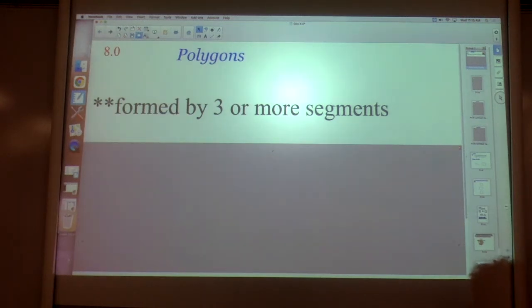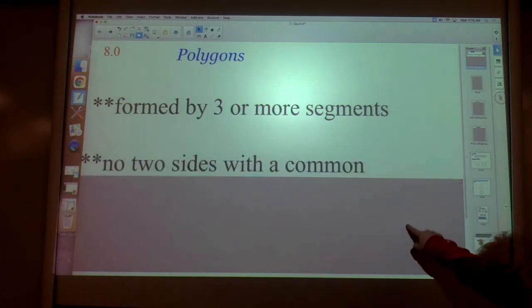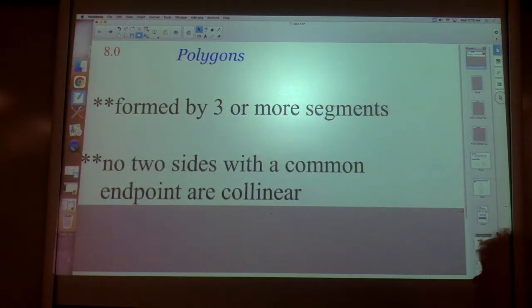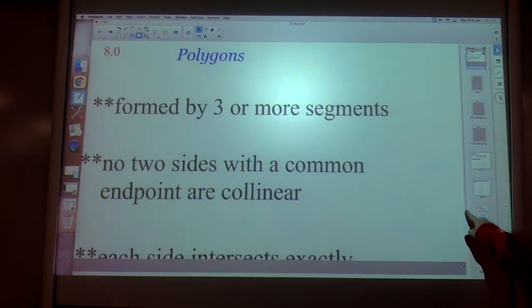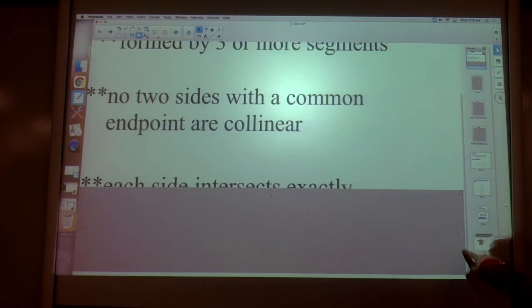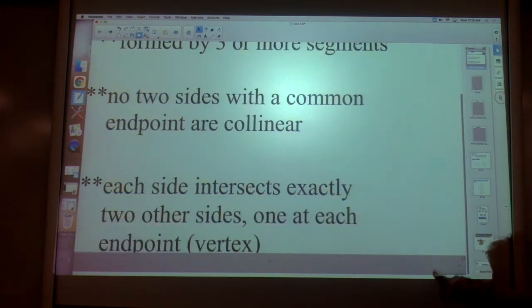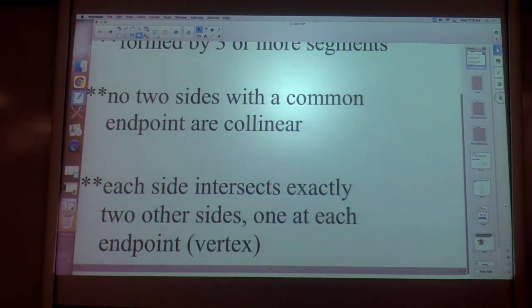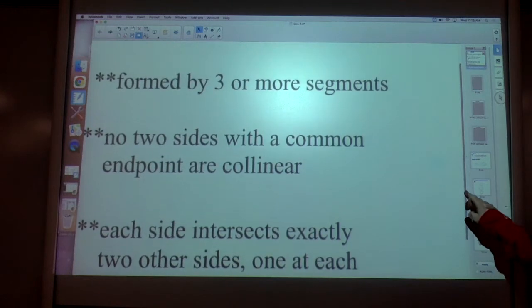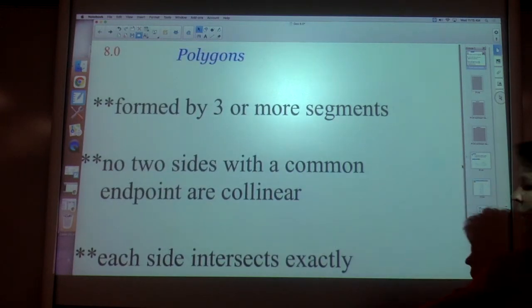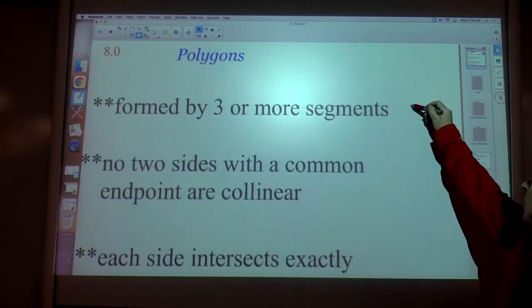It's formed by 3 or more segments, polygons are. No two sides with a common endpoint are collinear, and I'll go back and explain that. And we also have each side intersects exactly two other sides, one at each endpoint, vertex. It's a very complicated way of talking about polygons, but those are the true definitions of them. Formed by 3 or more segments. So your polygon has to be segments.